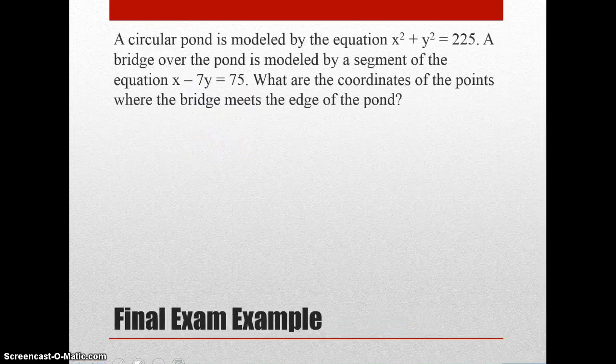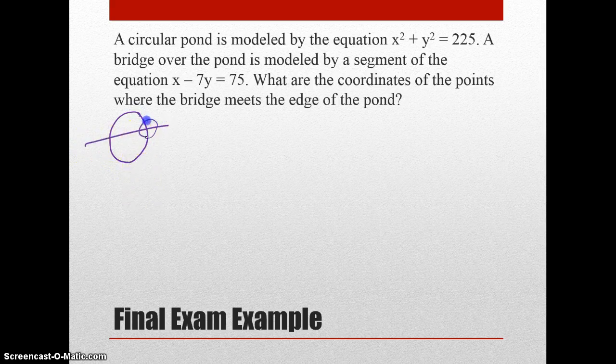Alright, now we have a word problem. A circular pond is modeled by the equation x squared plus y squared equals 225. A bridge over the pond is modeled by a segment of the equation x minus 7y equals 75. What are the coordinates of the point where the bridge meets the edge of the pond? So think about a picture, or draw a picture if you need to. We have a circular pond and a bridge that cuts across.